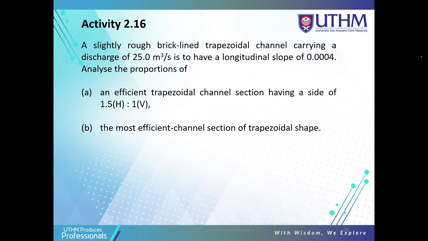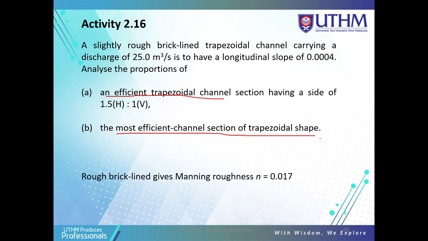Okay, so this activity 2.16: a slightly rough brick-lined trapezoidal channel carrying a discharge of 25 cubic meters per second is to have a longitudinal slope. Analyze the proportion of the efficient trapezoidal. So if we mention efficient, automatically it is to find the most efficient channel section for the trapezoidal channel. Okay, analyze is just to derive from the normal formula to the best hydraulic section formula.